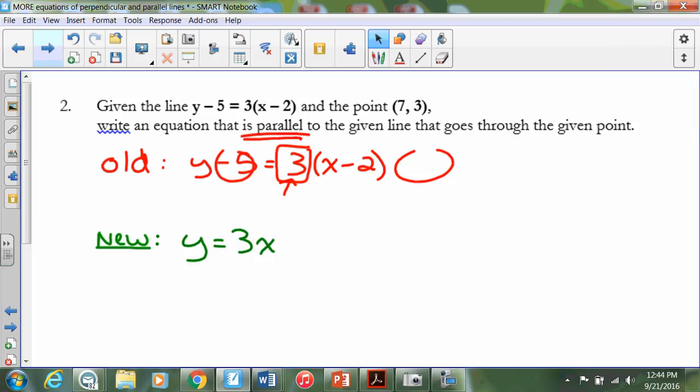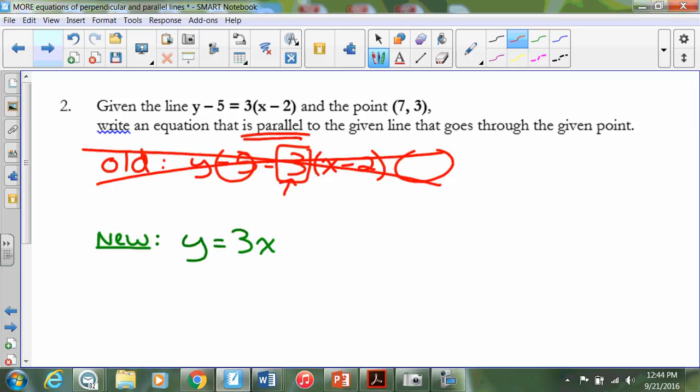Not quite. So I stole the slope, and then I'm done with it. I'm not going to look back at the old equation again. So I'm going to backtrack how I did this. My new line, I'm going to write the information. I stole the slope, so the slope is 3. And then I'm going to look at what else they gave me. Okay, that's the old line. We're done with it. But they gave me a point, the point (7, 3).